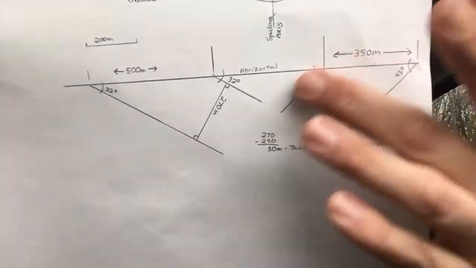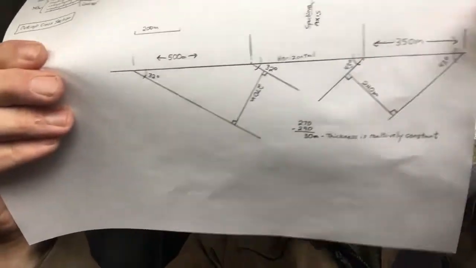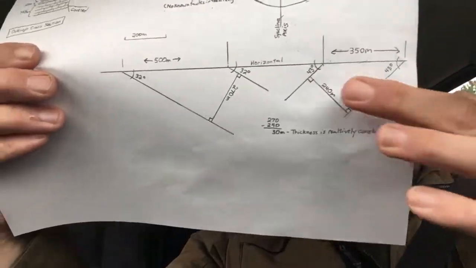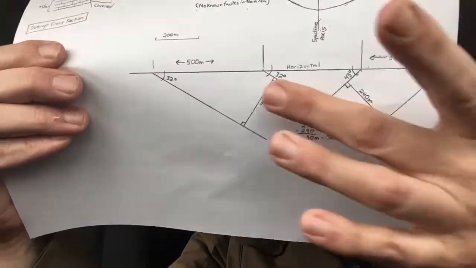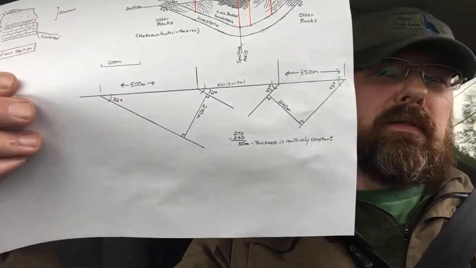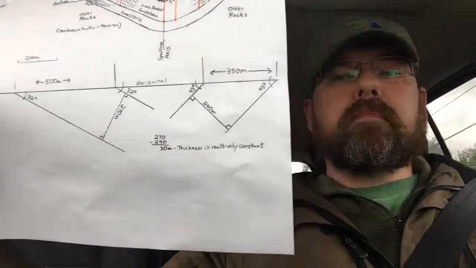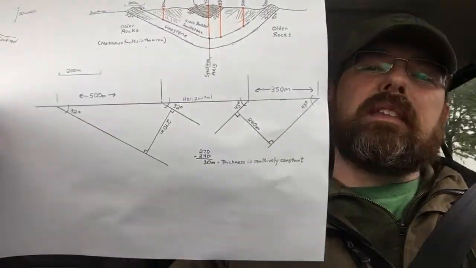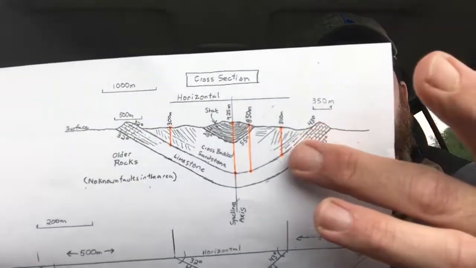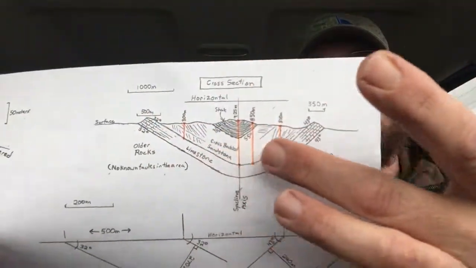So I draw those lines to scale, horizontal scale equal to vertical scale, and I come up with my thickness. Because my beds, remember, are dipping, when I'm talking about thickness, this is not my thickness. This is my thickness. And I come up with 240 meters on one side, 270 on the other side. It's a difference of 30 meters. That's a difference of roughly 10 to 15%. So the limestone is pretty consistent in thickness. So when I draw my cross section, I can continue that thickness.